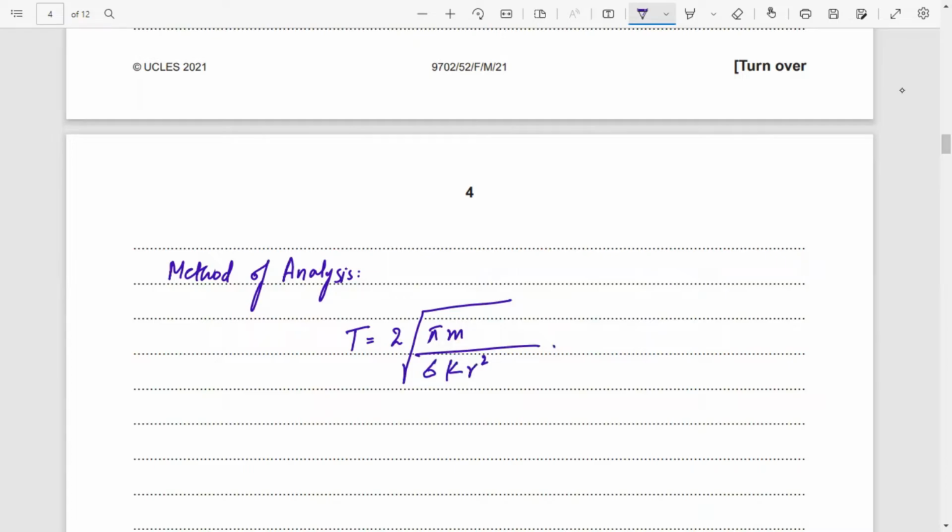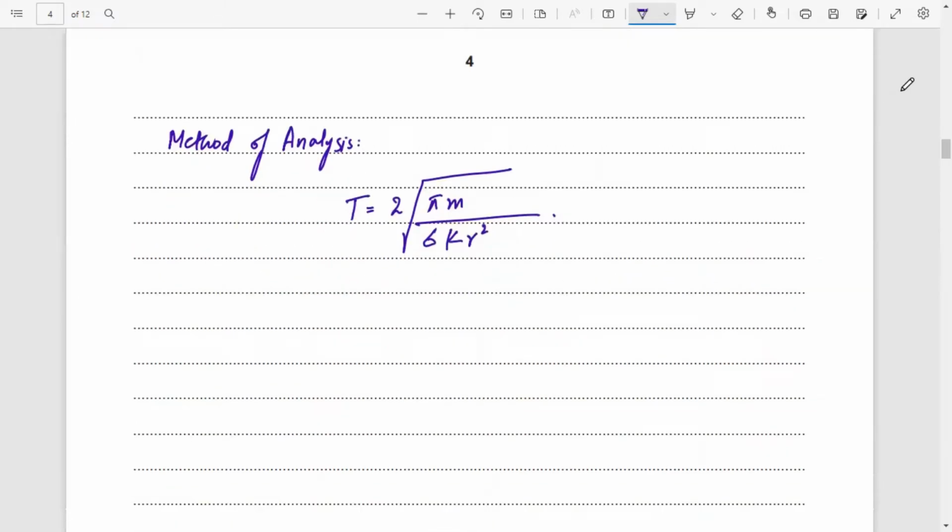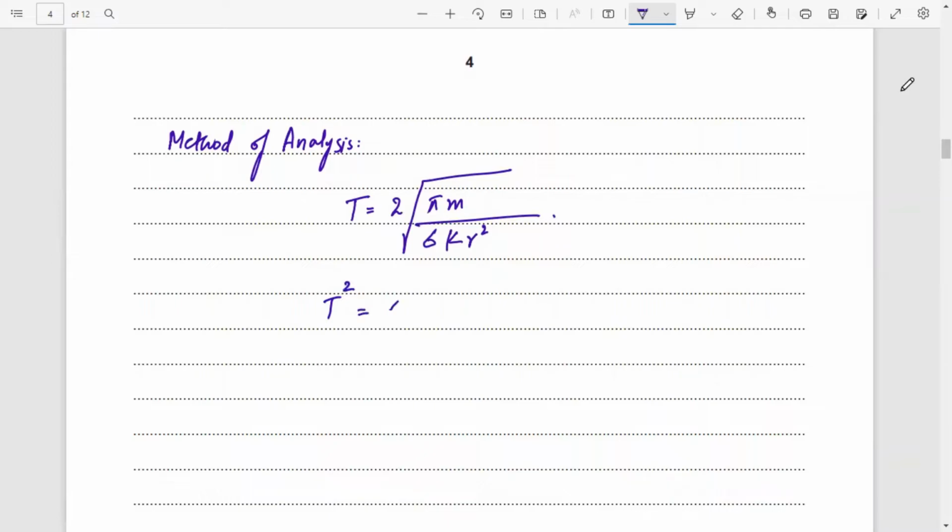And k is a constant here. You have m here, right? What you're going to do is take a square on both sides. This is T square, this is 4 pi m sigma k r square. This equation becomes T square = 4 pi sigma k r square m. You'll write here that plot a graph of T square against m.